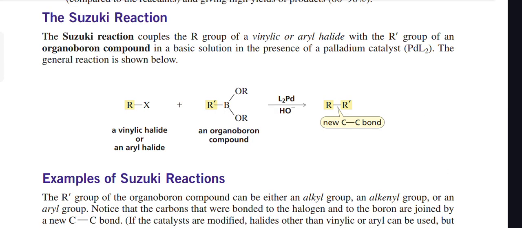The Suzuki reaction. The Suzuki reaction couples the R group of a vinylic or aryl halide with the R' group of an organoboron compound in a basic solution in the presence of a palladium catalyst, PdL2, where L stands for ligand. In the previous section we already read that the most common ligand is triphenylphosphine. The general reaction is shown below, in which a vinylic halide or an aryl halide is reacted with an organoboron compound in the presence of a palladium catalyst, and in the final product we clearly see that a new carbon-carbon bond is formed here.